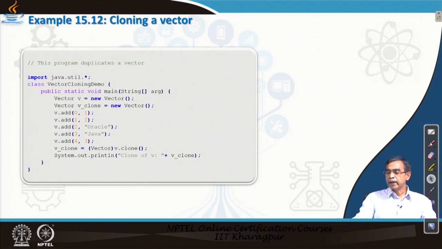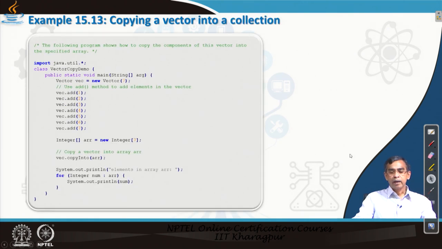So, cloning a vector: in this operation you create a vector v and another, you define another v clone and initialize this vector and then call clone, that means it will basically duplicate all the elements and copy them into this vector. So, this is the clone operation that can be performed on a vector class, and copying a vector into an array collection actually.